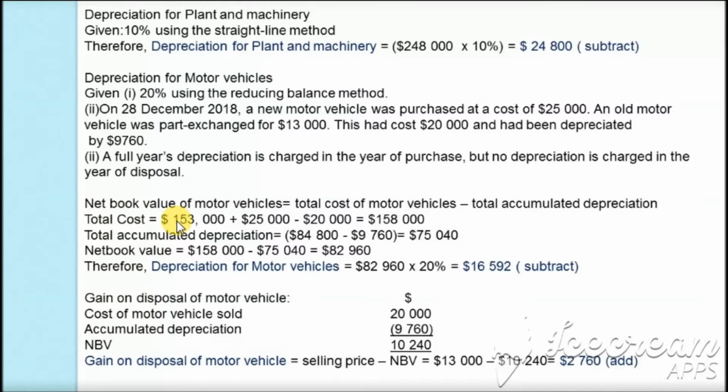Here the total cost value which was given in the information is $153,000. However, in the additional information, it was stated that an additional purchase of a motor vehicle which was done on 28 December 2018 has not been considered. As we have purchased this new motor vehicle, we are going to add this value. However, it was also stated that there was a part exchange. By giving up an old motor vehicle, we have purchased the new motor vehicle, and the old motor vehicle which was sold will have a value of 20,000.